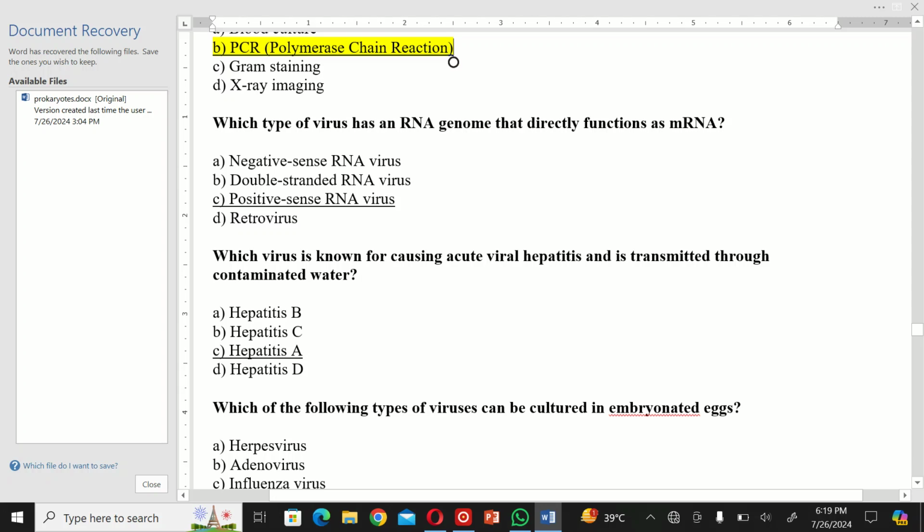The next MCQ is: which type of virus has an RNA genome that directly functions as mRNA? A. Negative sense RNA virus. B. Double stranded RNA virus. C. Positive sense RNA virus. D. Retrovirus. So the correct option is C.